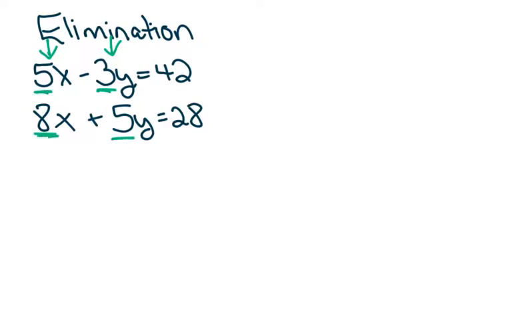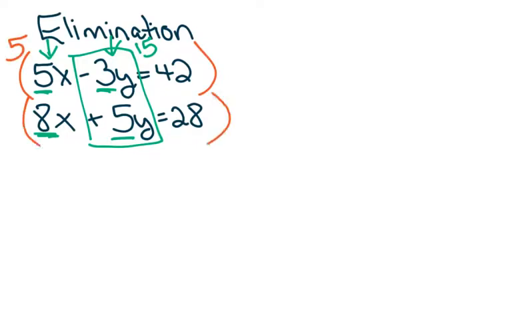Okay, and I like to keep my numbers small, so I think I'm going to aim to make these the same. In order to do that, 3 and 5 share a multiple of 15, which means I'm going to take that first whole equation and multiply it by 5, and I'm going to take that whole second equation and multiply it by 3. So if I do that, my new first equation would be 25x minus 15y is equal to, and we may need our calculator for this one, 42 times 5 gives us 210.